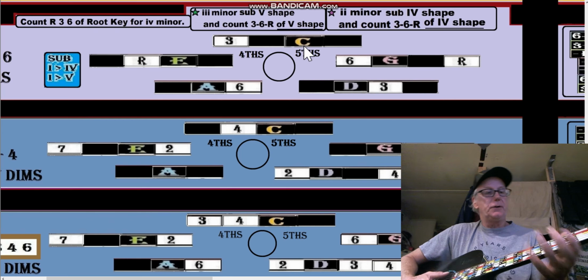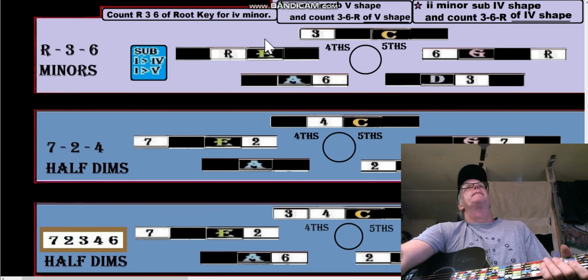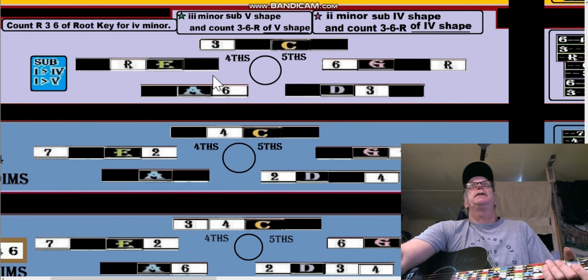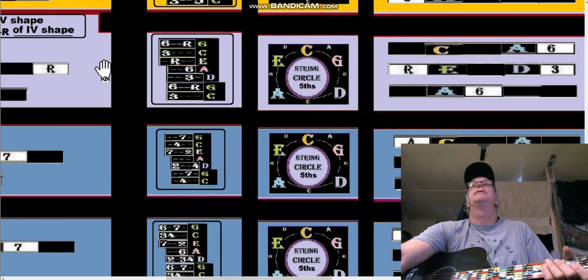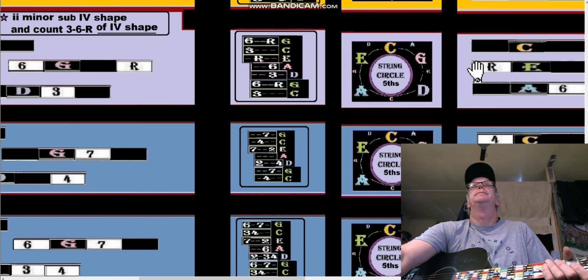But you got the whole thing if you just follow the 3 root 3 6 string shapes. Okay, and this is it. There's not any others. There's no others except the long versions of the same thing. Okay, so we can look at those after.